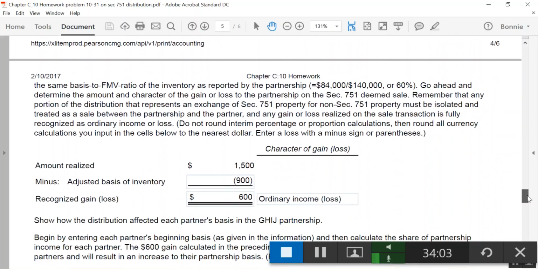So we come down here and we have the amount realized of $1,500, and then we have to figure out the adjusted basis of that inventory that was given up by the partnership in its deemed sale to the partner. So the way that we figure out the basis of the inventory, that's just the piece that's sold, because remember, not all of it's sold, only some piece of it was sold.